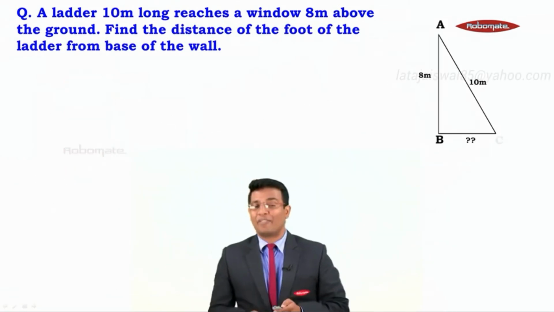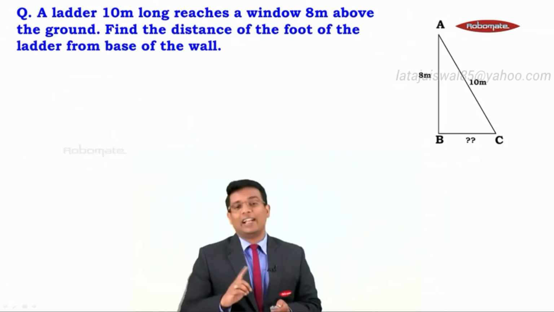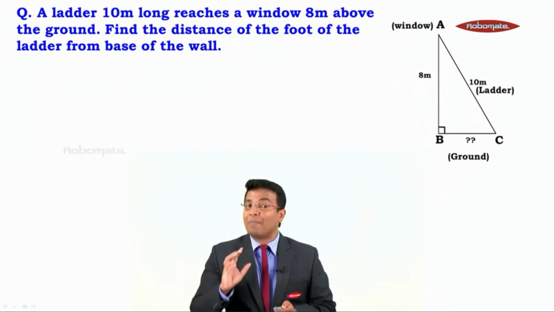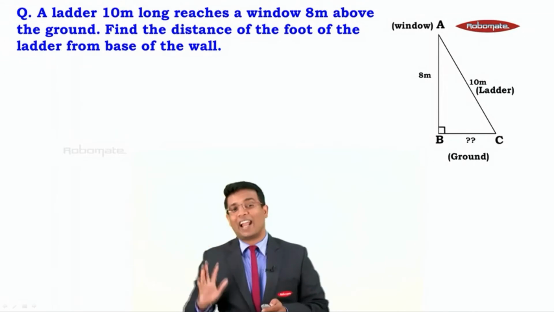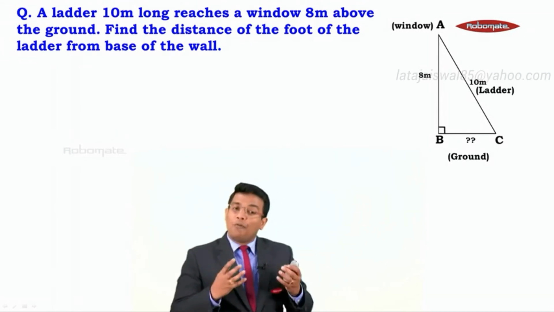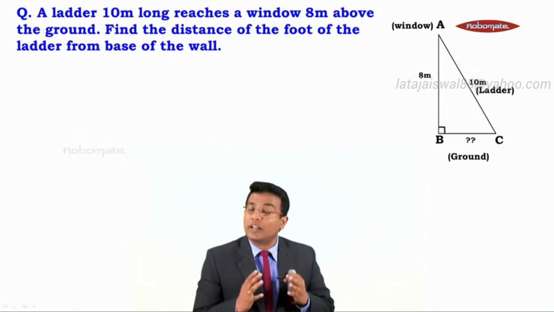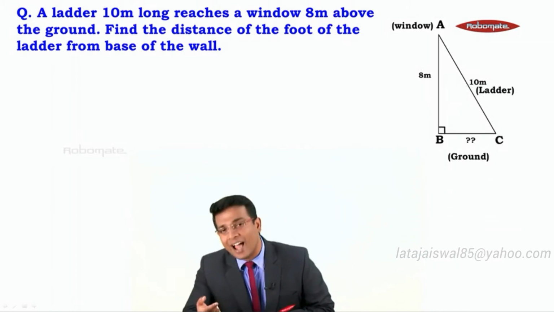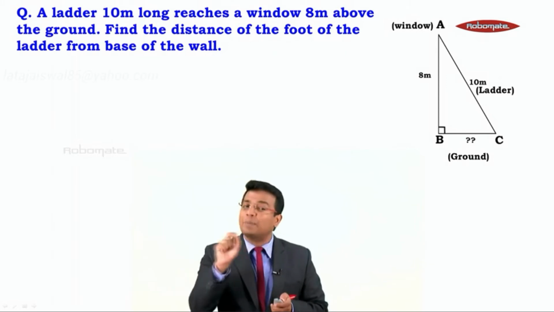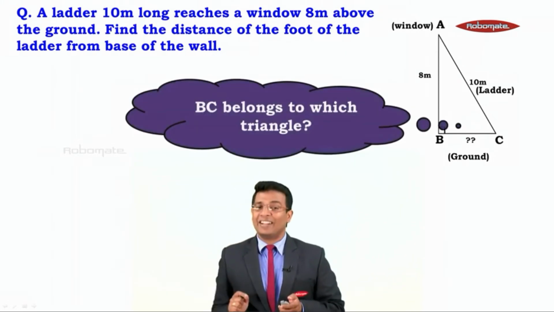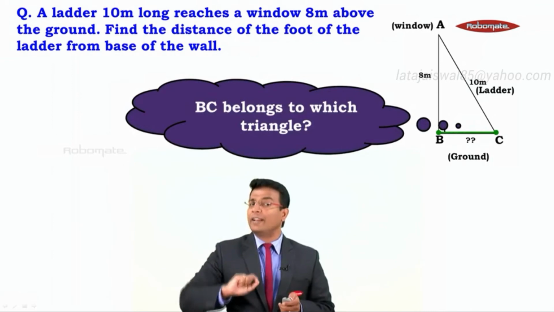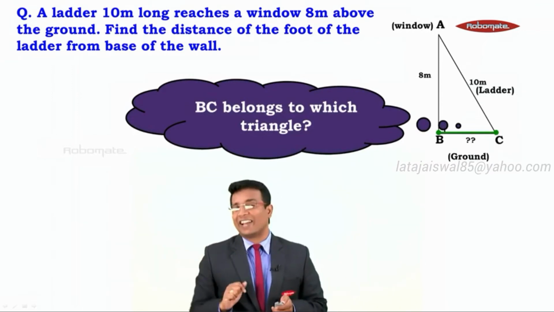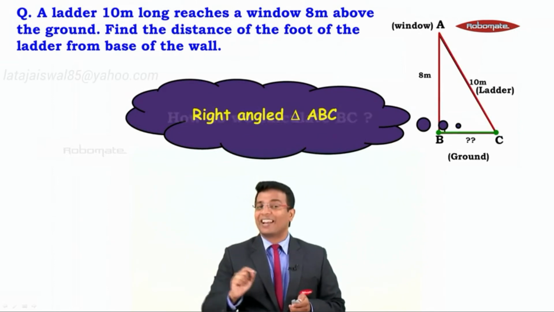Here A represents the window, BC is the ground, and AC is the ladder. We know what this figure represents, but does the examiner know? No. So we need to write the description of the figure. So BC belongs to which triangle here? When we want to find BC, which triangle does it belong to? It is a right angle triangle. Beautiful, right angle triangle ABC.